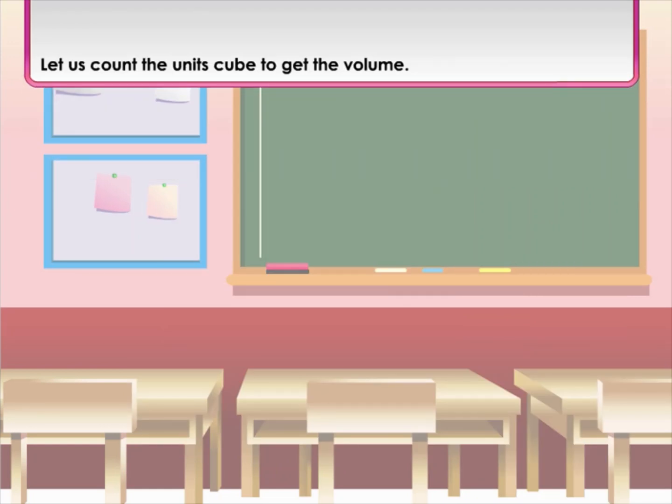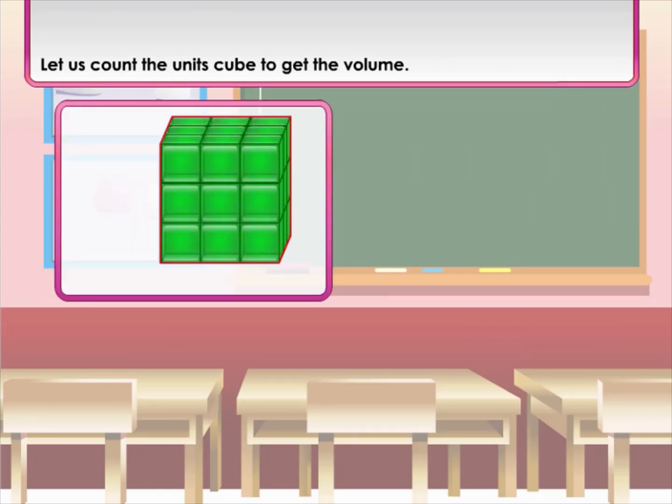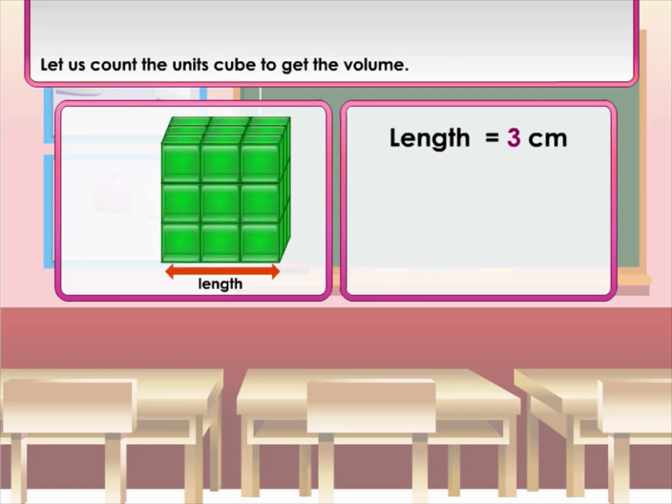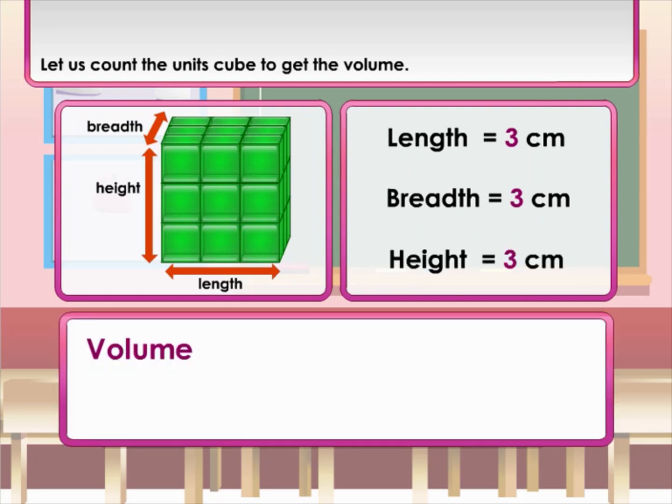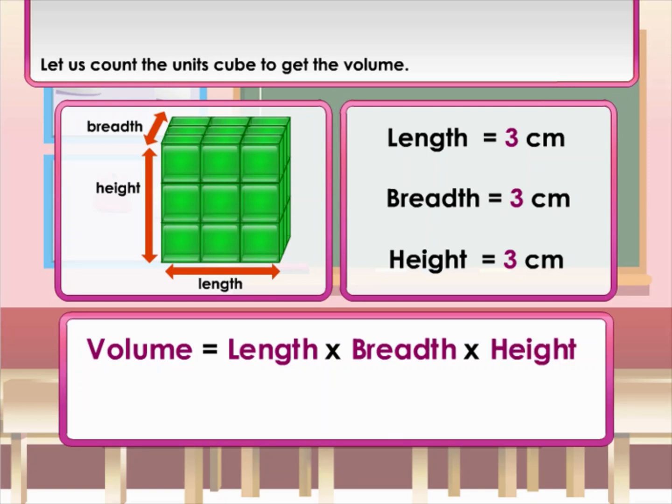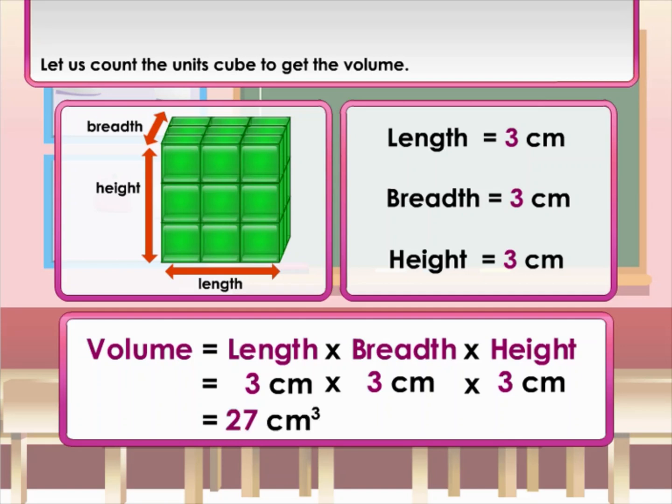Let us count the unit cube to get the volume. Look at this big cube. It's made up of 27 1 centimeter cubes. The length is 3 centimeters, the breadth is 3 centimeters, and the height is 3 centimeters. What is the volume? The volume is the length times the breadth times the height. That is, 3 centimeters times 3 centimeters times 3 centimeters equal to 27 cubic centimeters.